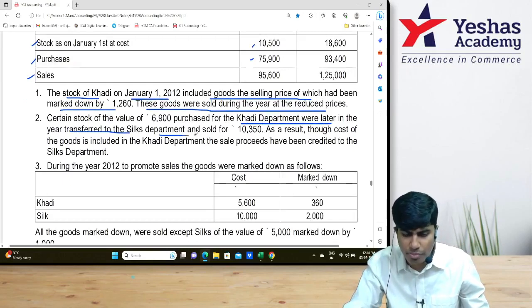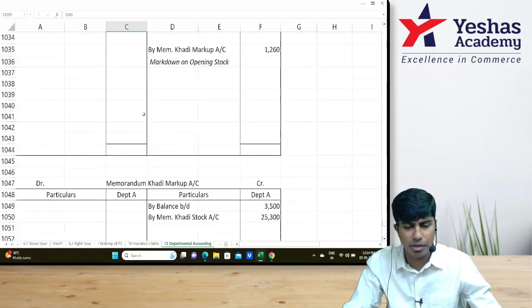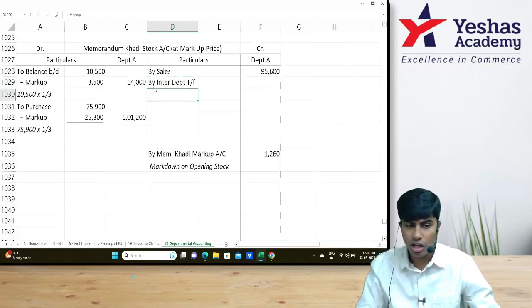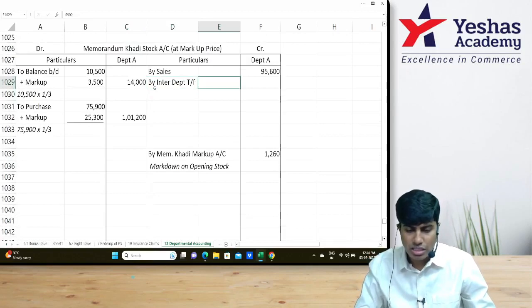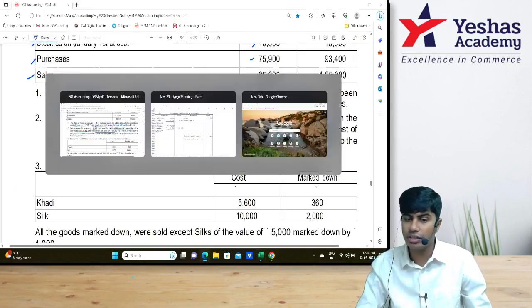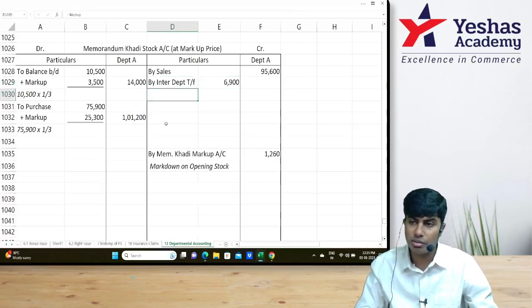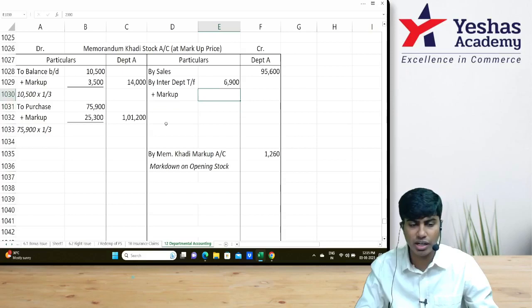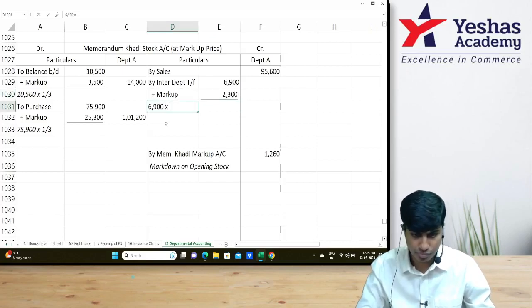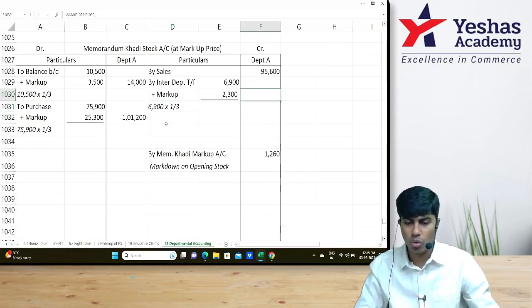We're doing accounting for which department? Khadi department. For the khadi department, it would be an inter-department transfer sale. How much? 6,900. It will be transferred at markup. How much markup? 1 by 3. Can I say 6,900 into 1 by 3 is 2,300? Did you understand how it is 2,300?